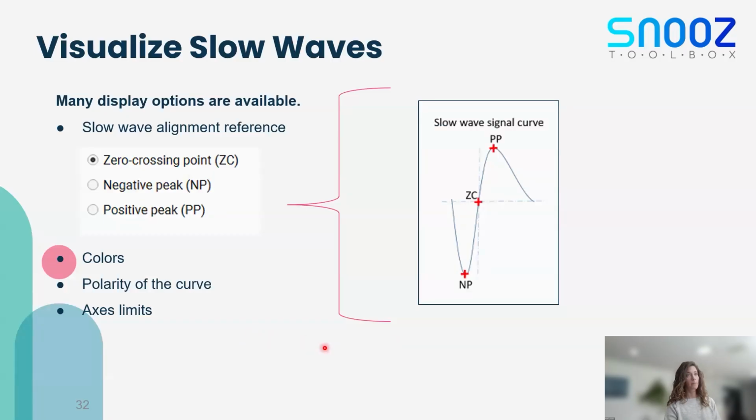Many display options are available, such as the slow wave alignment reference. All the previous figures we presented in this webinar were using the zero crossing reference in the middle, but negative and positive peak alignment are also possible. The colors, the curve polarity, and the axis limits are all user editable.